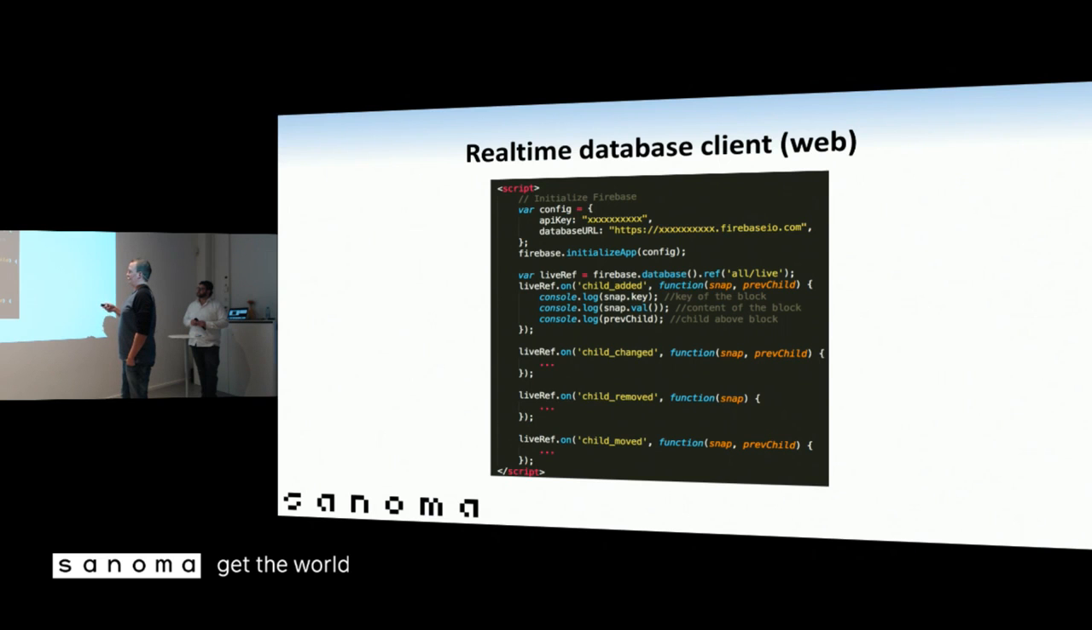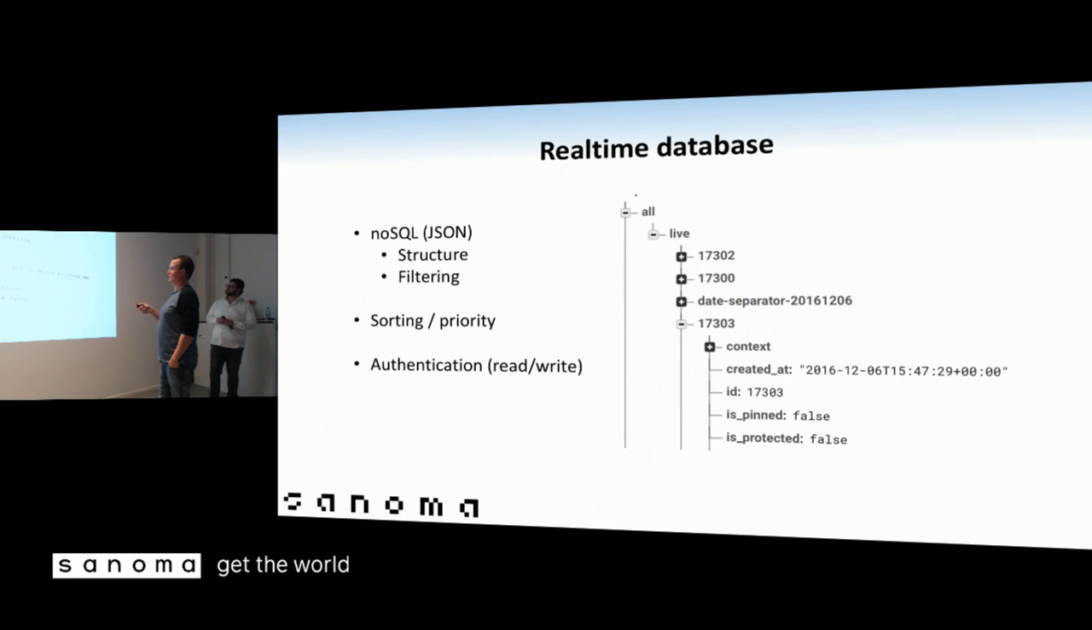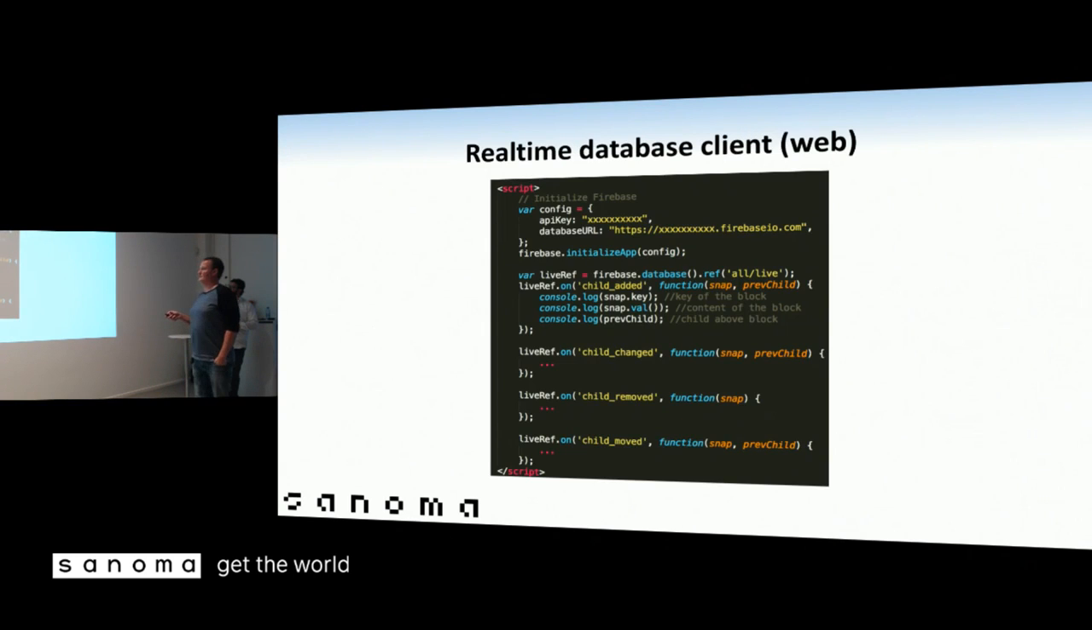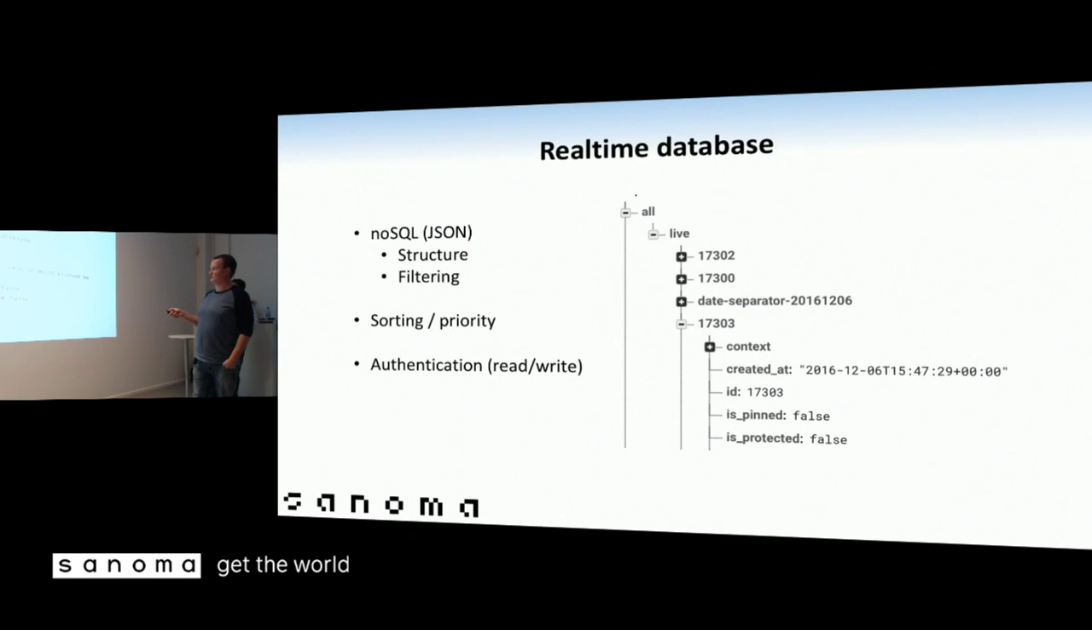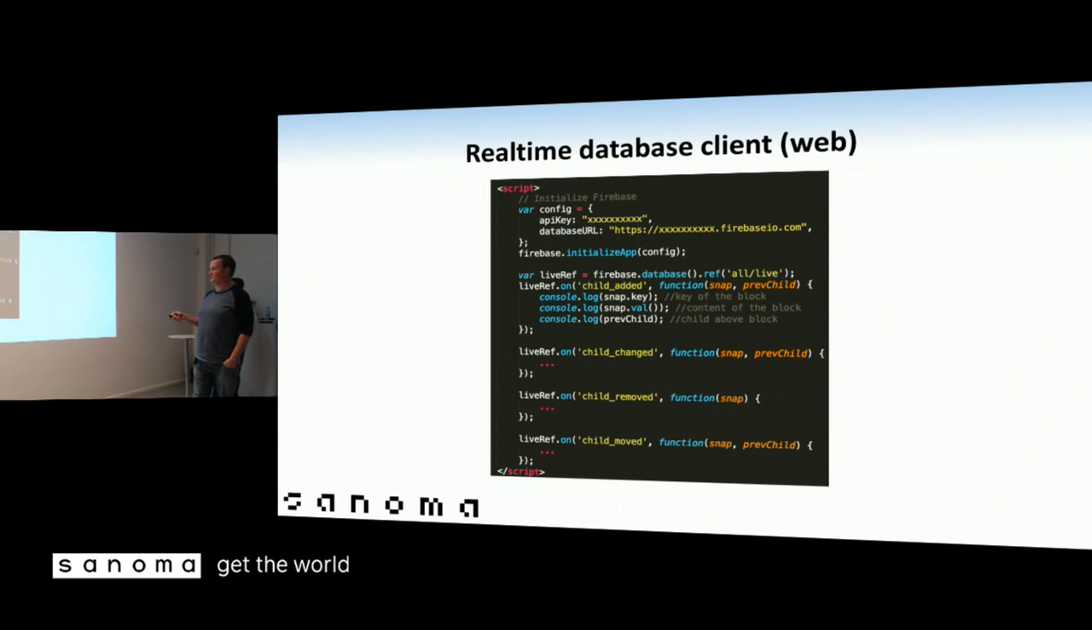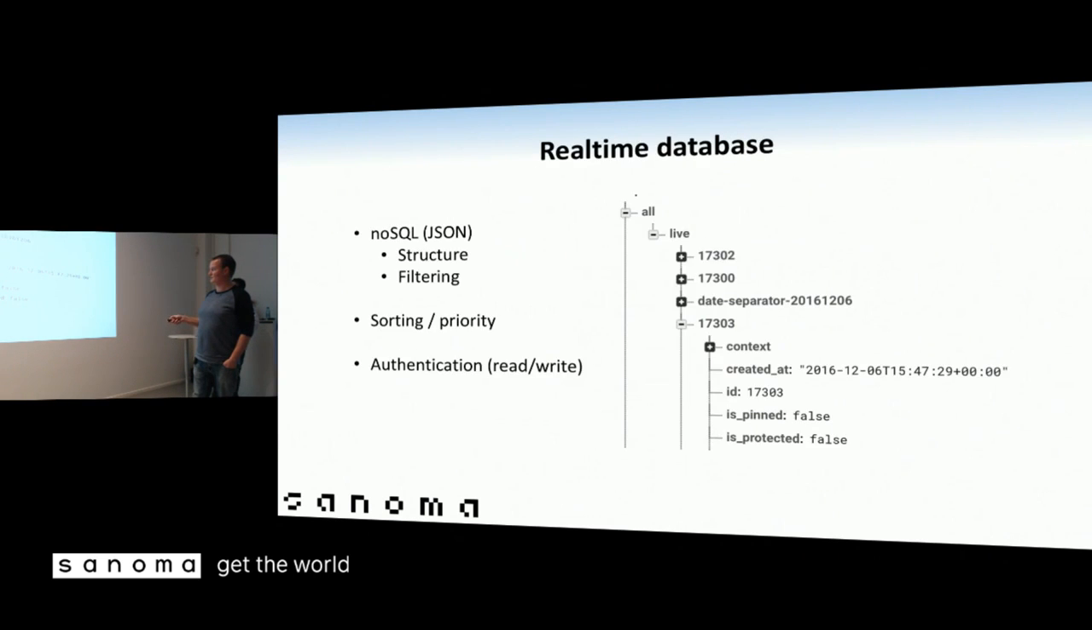Here you can see I make a reference to this endpoint, all live, which you can see on the previous slide. This is all live, so all blocks below live, all updates will appear in my subscription. And here you can see the functions child added, child changed, child removed, and child moved. Every function gets a snap. So as soon as the child is added, you can retrieve the key of it, which is this one, and this one, and this one, and this one. And you can fetch the value, which is actually the JSON inside your object.